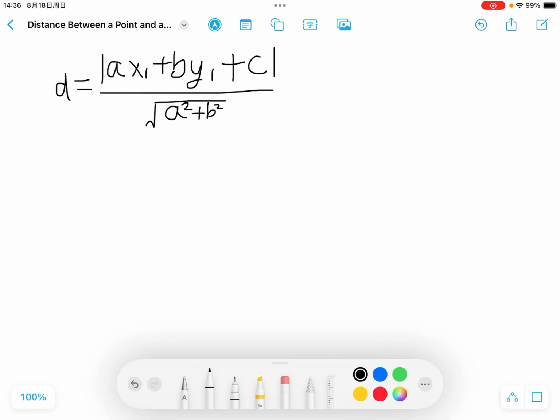Today we're going to look at the distance between a point and a line in the xy coordinate plane. This is the formula. D is for distance, and I'll talk you through how to prove it right now.